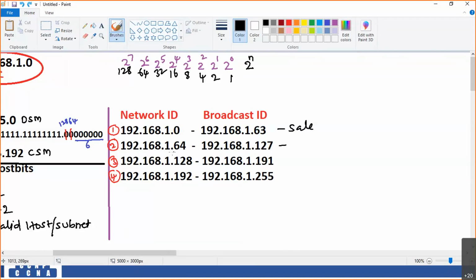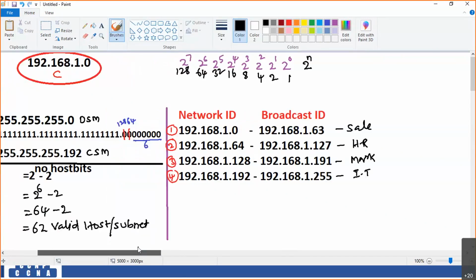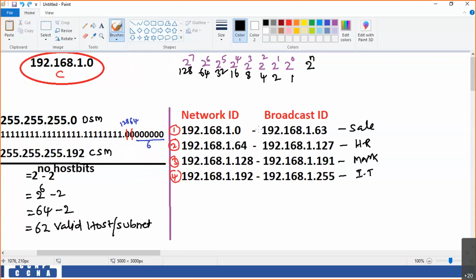So 1.65 to 1.126 IPs you can use for the HR department in my office. 1.129 to 1.190 I can use for the marketing department. The last network range I can use for the IT department. So here we have used only one network and our requirement is also satisfied. Now sales, HR, marketing, IT, will they communicate with each other? No. Why? Because all are in different networks.